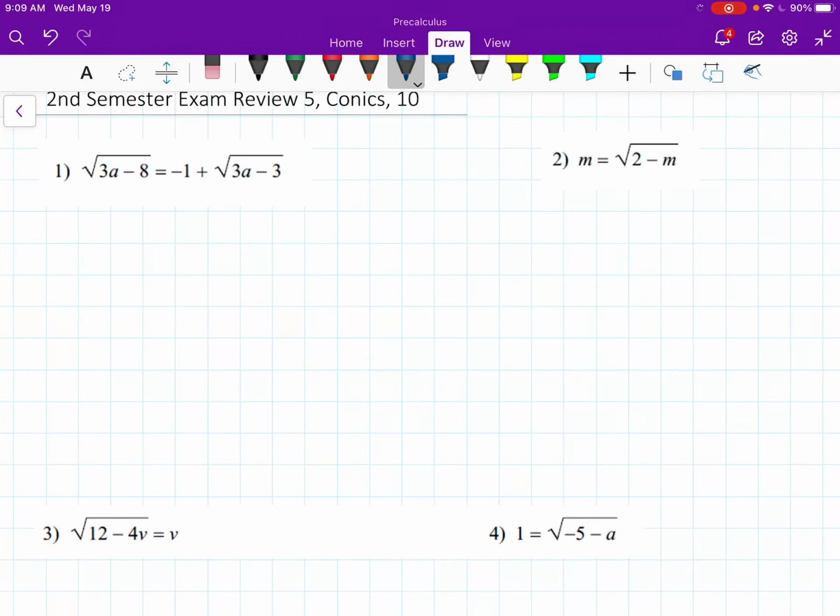So we're going to be looking at some questions in this exam review. Number 1, when you have two radical signs, what you need to do is isolate one of them and then square both sides. In this case, one of them is already isolated. This one's by itself on the left side, so we're good with that part. And now we're going to square both sides.